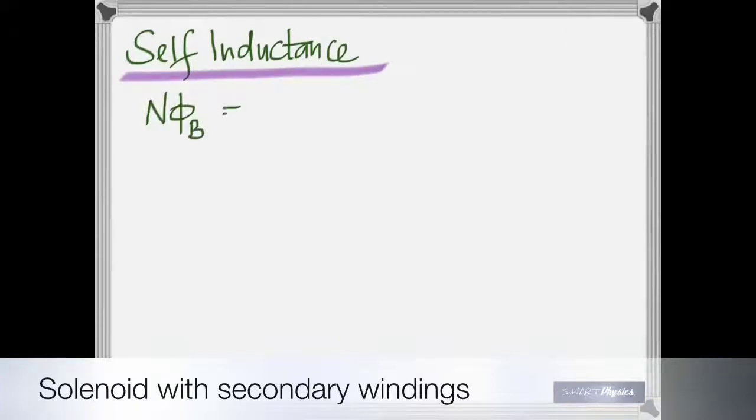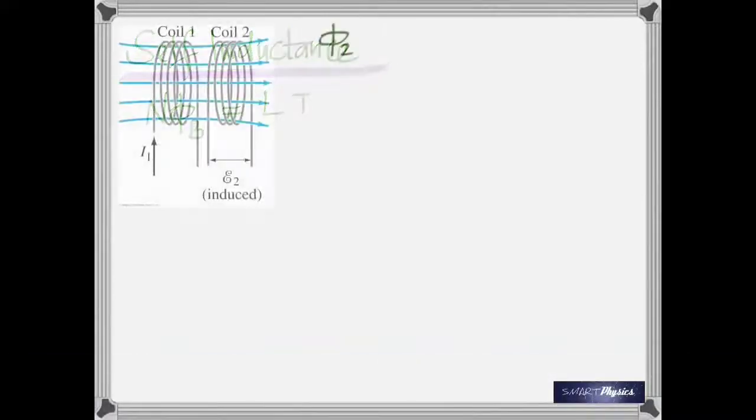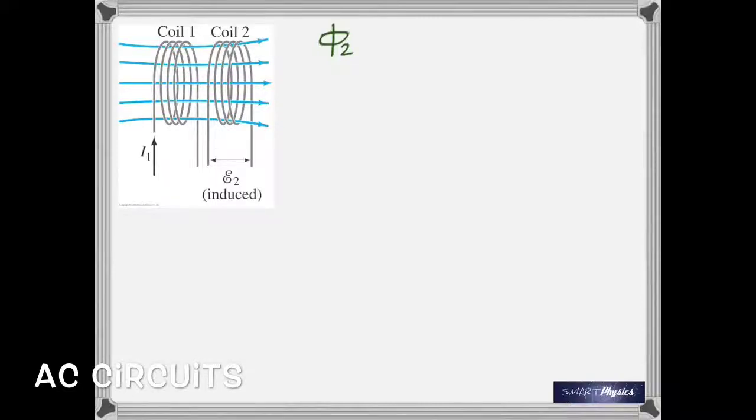Trying to get a formula for self-inductance of a solenoid. Two coils, coil 1, coil 2, there is a current flowing through coil 1, which is I1. And definitely you see the magnetic field, blue arrows. There is going to be a magnetic field associated with coil 2, and therefore there's going to be an induced EMF in coil 2. Did you notice that? So because of a current flowing through coil 1, there is an induced EMF in coil 2. This is called mutual induction.